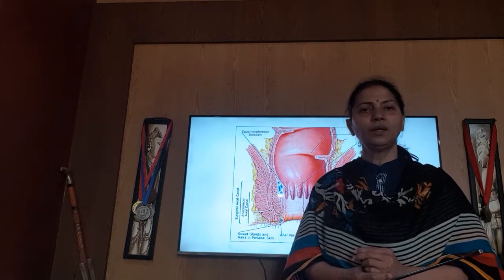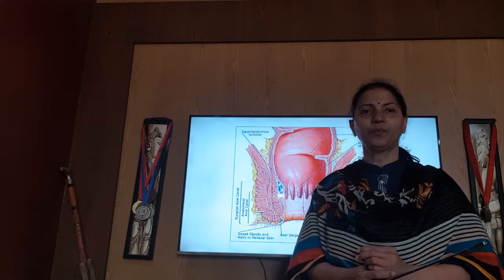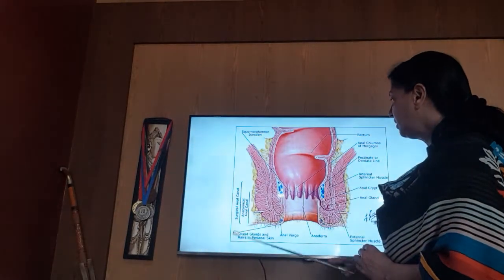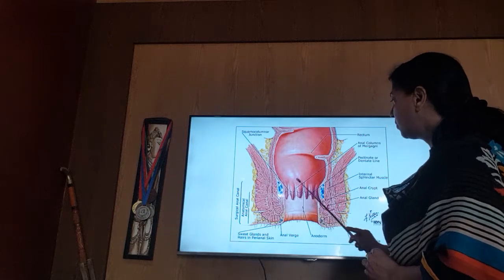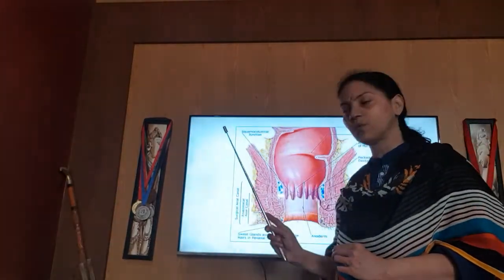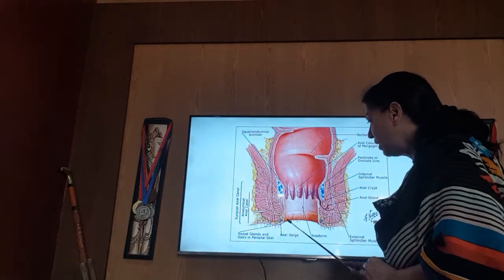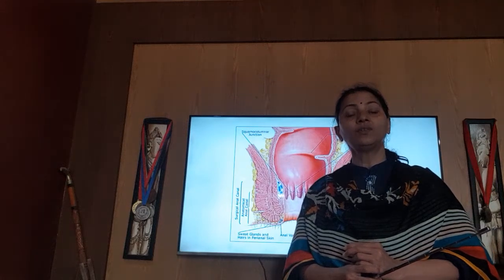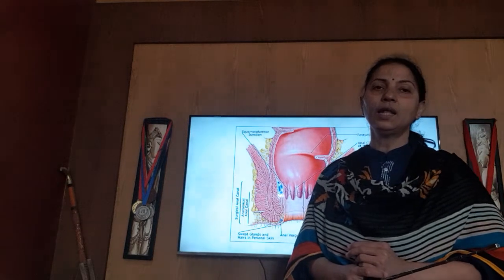Now a little bit about the applied anatomy. I have already said about the internal piles, the position of internal piles: 3 o'clock, 7 o'clock and 11 o'clock position. The external piles are formed by the rupture of branches or tributaries of anal veins.